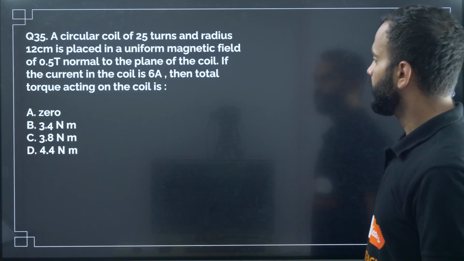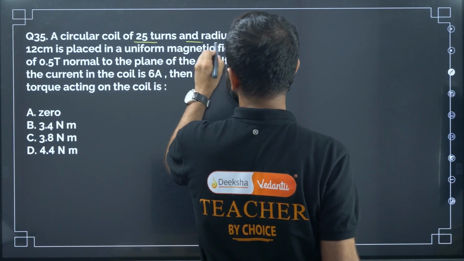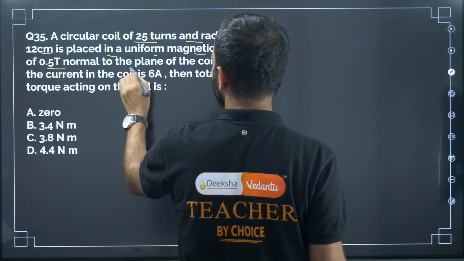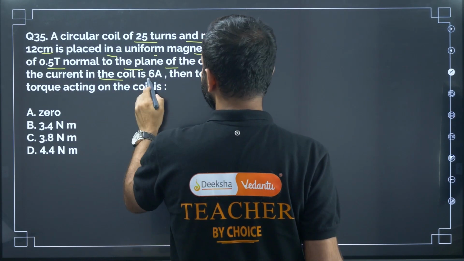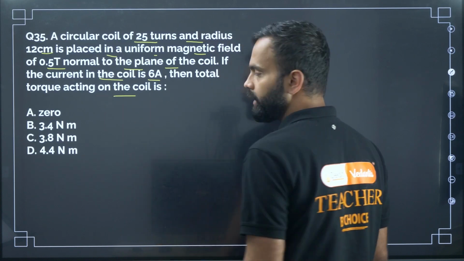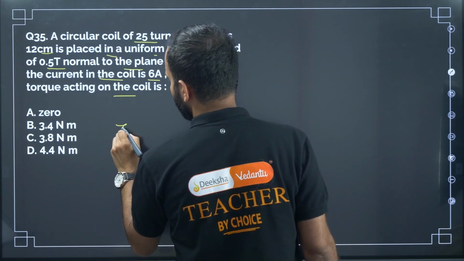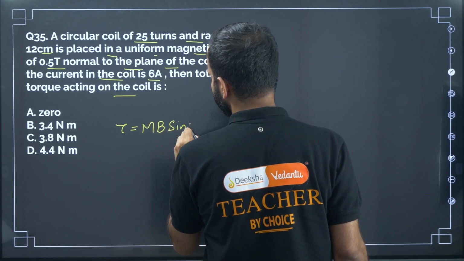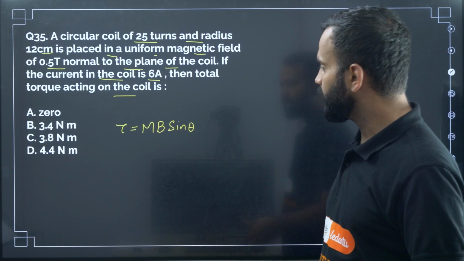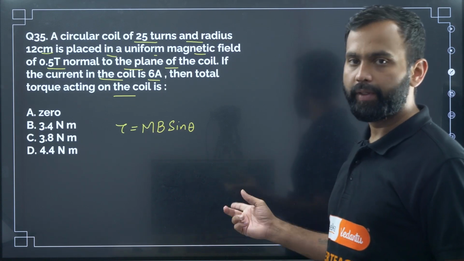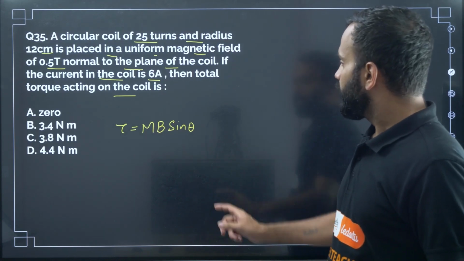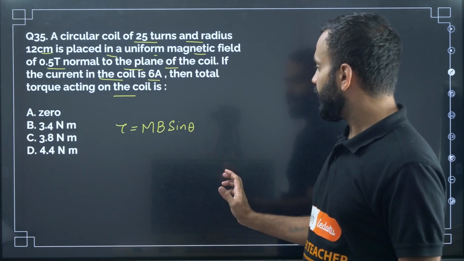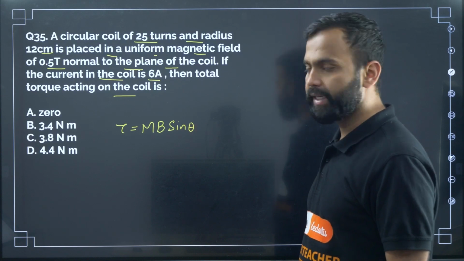Next question, question number 35. A circular coil of 25 turns and radius 12 centimeter is placed in a uniform magnetic field of 0.5 Tesla normal to the plane of the coil. If the current in the coil is 6 ampere, then the total torque acting on the coil. So the total torque acting on the coil, tau equal to m into b sin theta. What is m? Magnetic moment. What is b? Magnetic field. Theta is the angle between m and b, right? Here, what is the direction of m? The direction of m is the same as the direction of b.